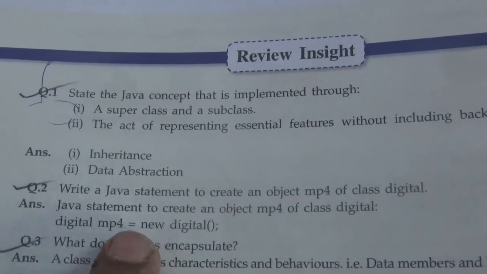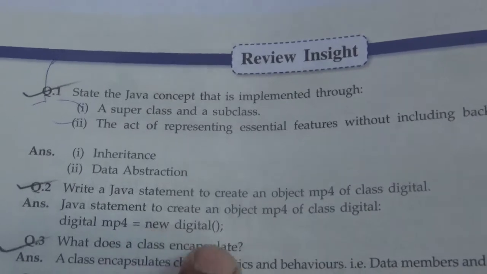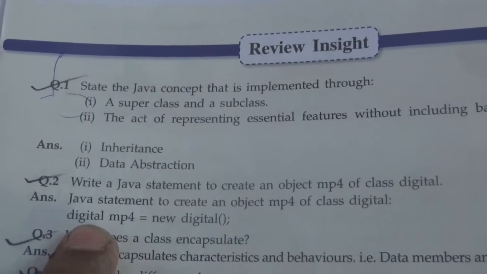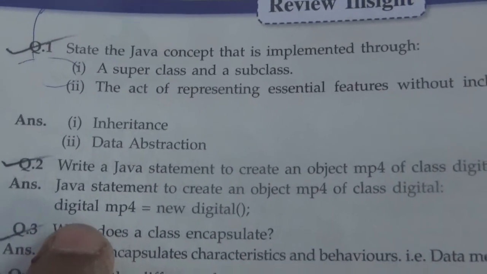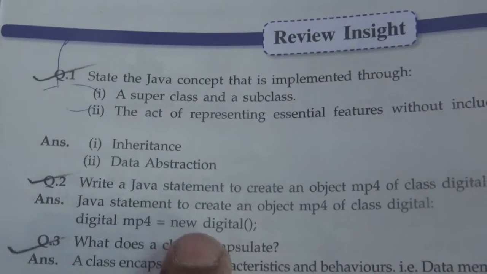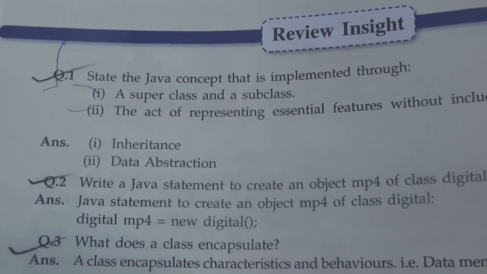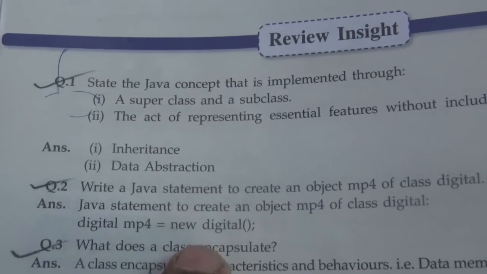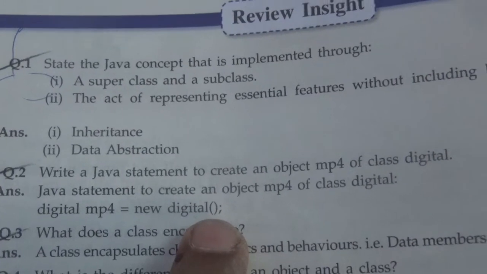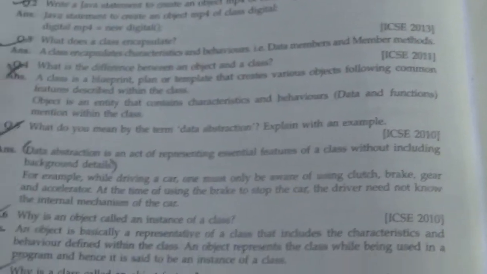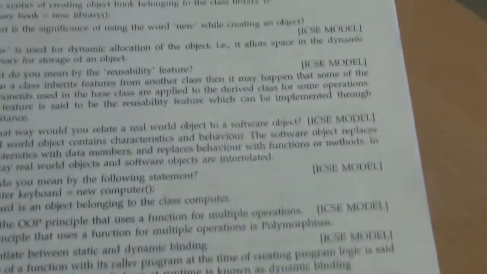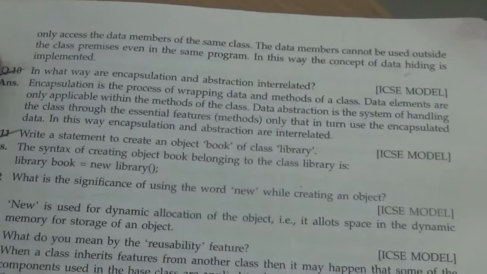So how do we write the syntax for it? Class name, then object name equals new, then the constructor name, which will be the name of your class. The name of the class is Digital. So Digital is your class name, MP4 is the object name, and new is the keyword, which here acts as an operator, and then Digital followed by parentheses. Please go through this. If you have any query you can ask me in the next class.